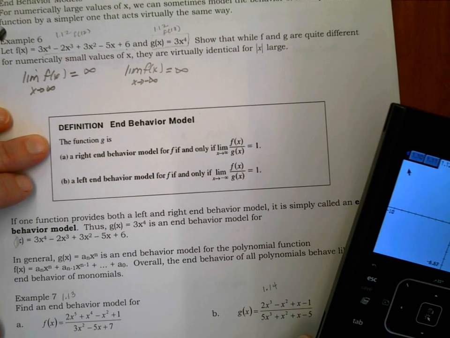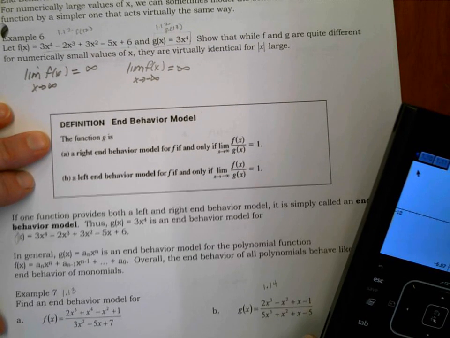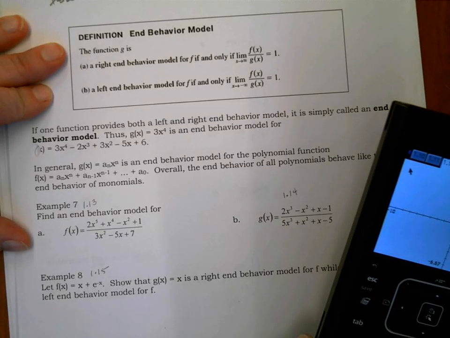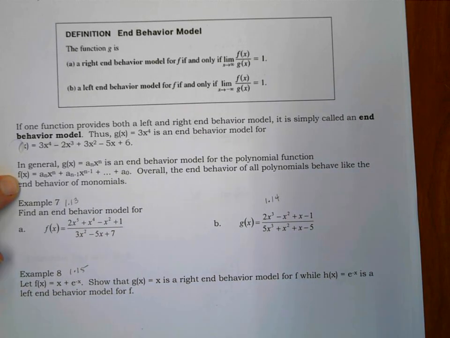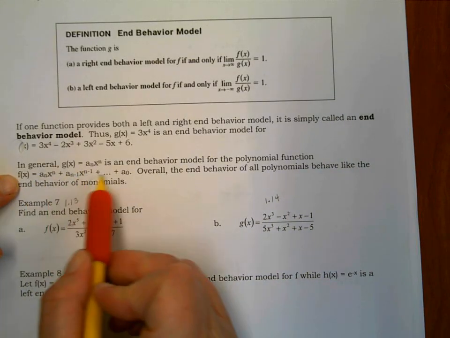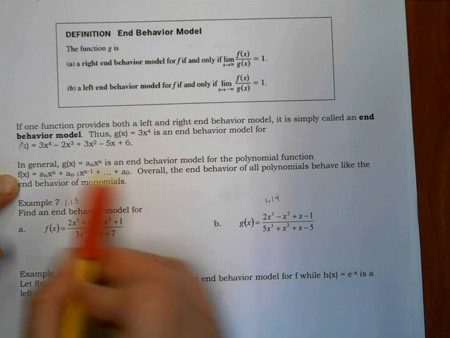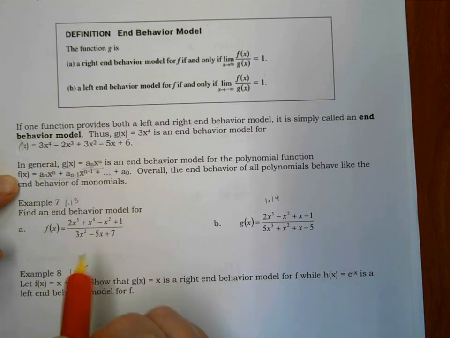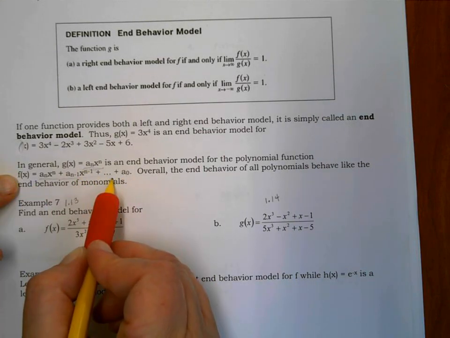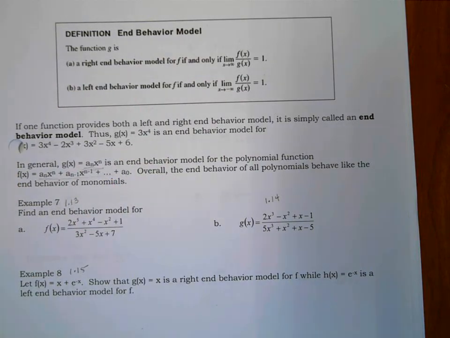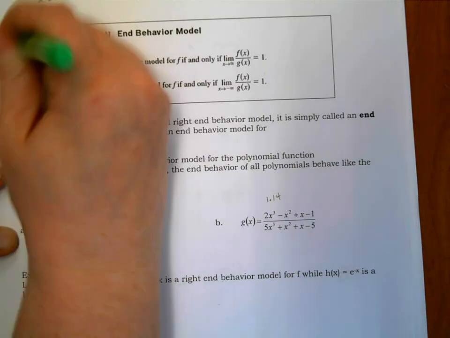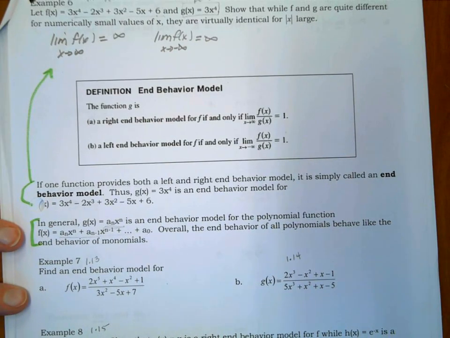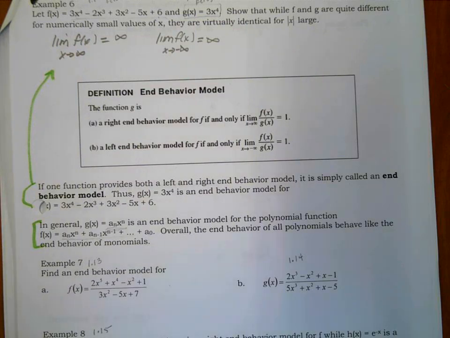Wait, no, that's not what I want. So, right here is what I'm talking about. If you have a polynomial, the end behavior of that whole polynomial is the same as the end behavior of the leading term. So that idea goes up here with this. The end behavior of the whole polynomial is the same as the end behavior of the leading term.